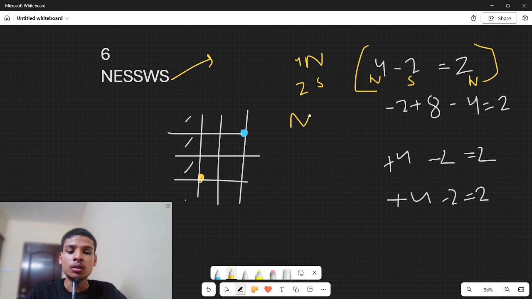Which means north and south will cancel out each other. North and south will cancel out each other, and at the end I have remained with two norths. So that is what my 2N denotes. Okay, so I hope you understood this much.